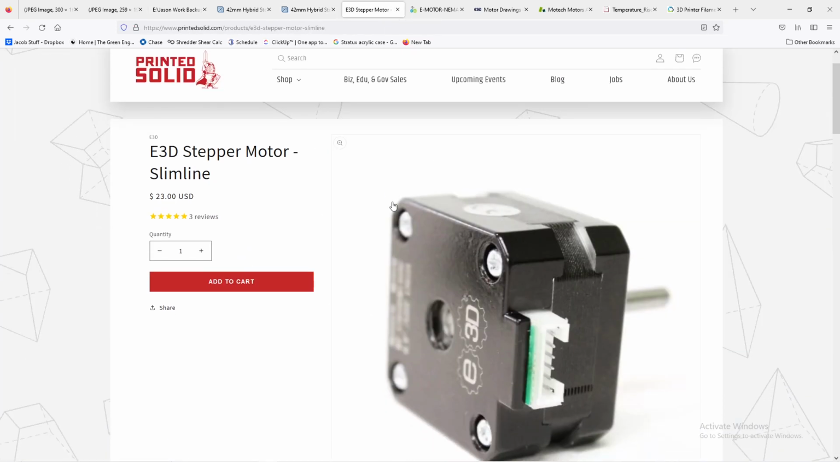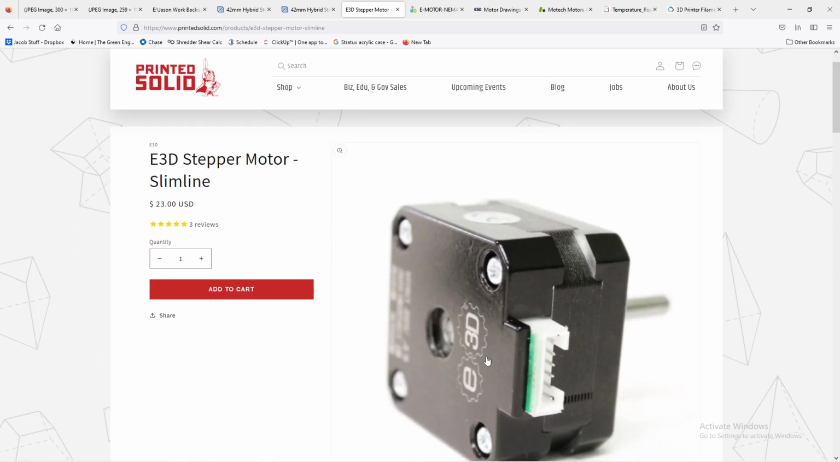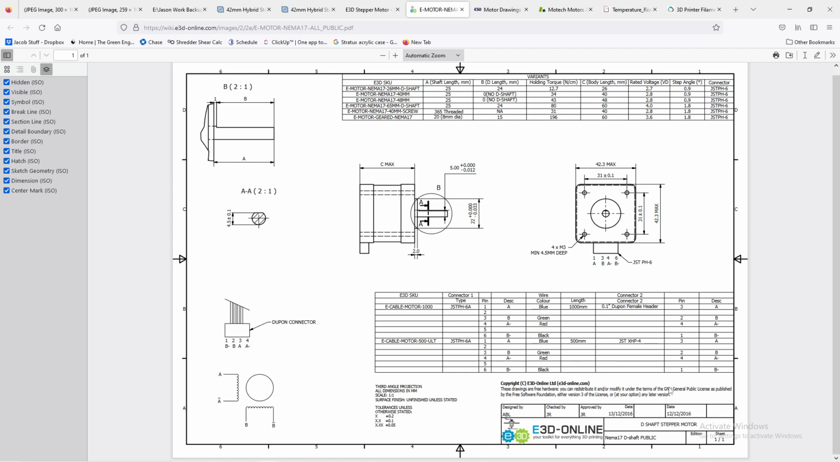And then you go to something else like a printed solid here, like an E3D. This is a slimline, right? You go to their drawing, and here on the drawing from the printed solid website, it doesn't have any talk about what insulation class it has. As you can see, you can search through here. I searched very briefly, but I didn't see it. Maybe I might have breezed by it, but I don't think there is any mention of the class of insulation. So you could have something like this that has no ambient temperature rating or class rating.